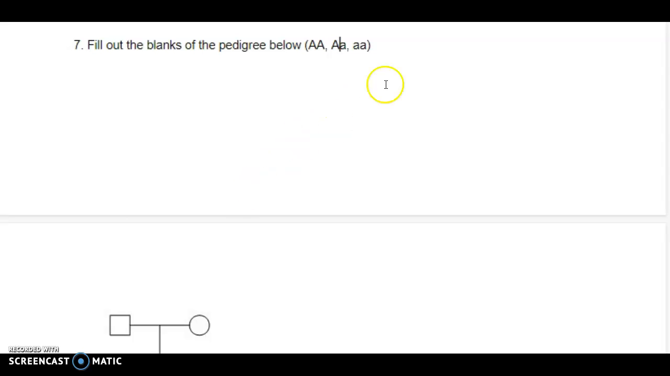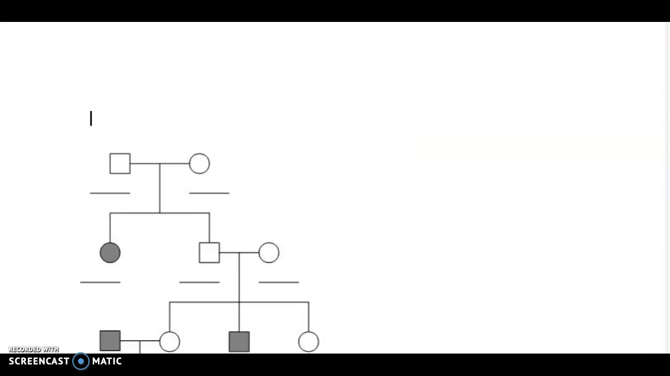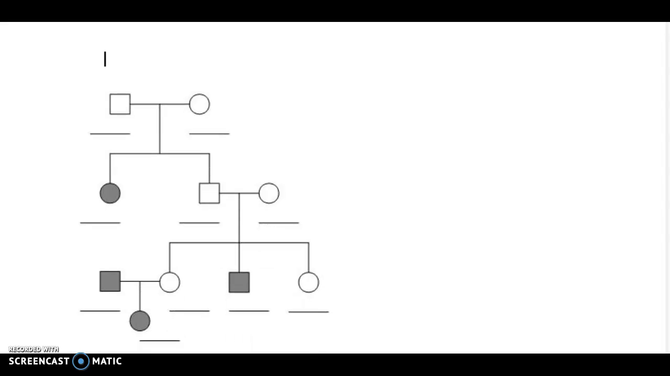Let me just put that much in here. So we know dad here would have to be big A, little A. And then mom over here would have to be big A, little A. Because this little A would have had to go here, and this little A would have had to go here to make this daughter here be a little a, little a.